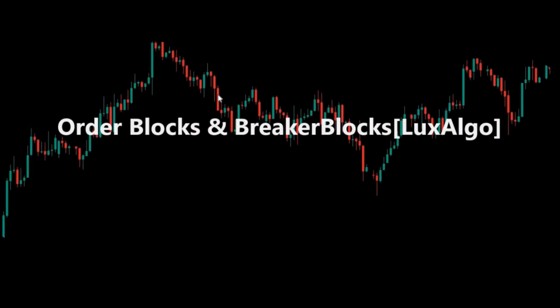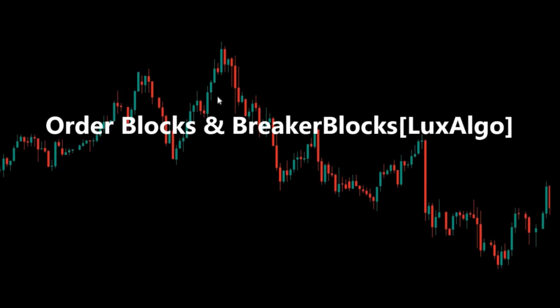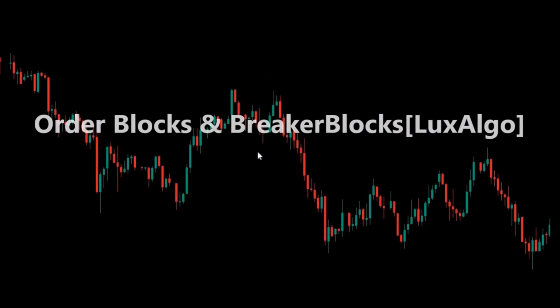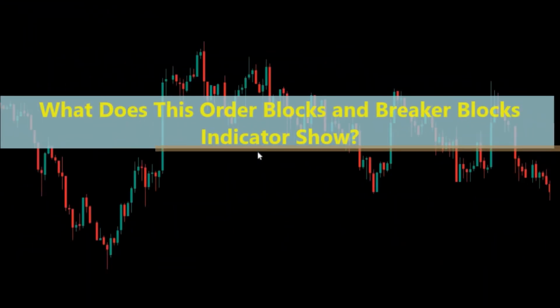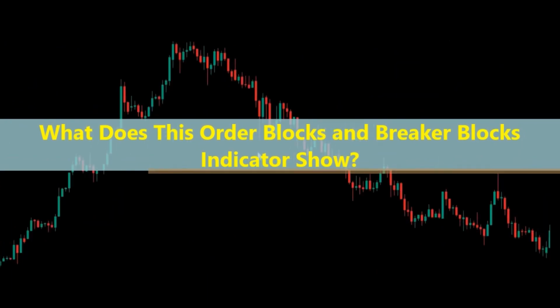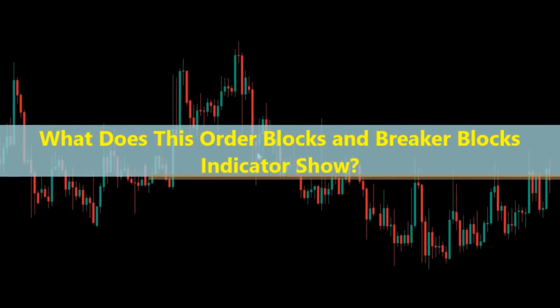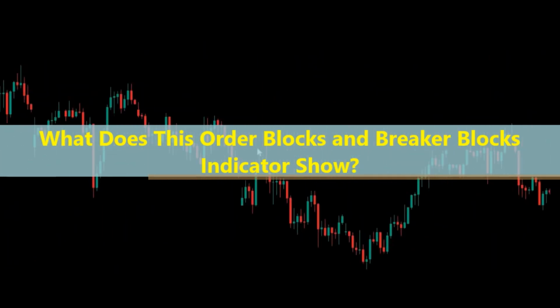Well, I want us to look at this indicator by Lux Algo called the order blocks and breaker blocks. There is a reason why I've decided to look at this indicator, because he has another indicator created by the name breaker blocks with signals. So I decided to look at these order blocks and breaker blocks to see the similarity or the difference between these. So guys, in this video we're just going to focus on the order blocks and breaker blocks.